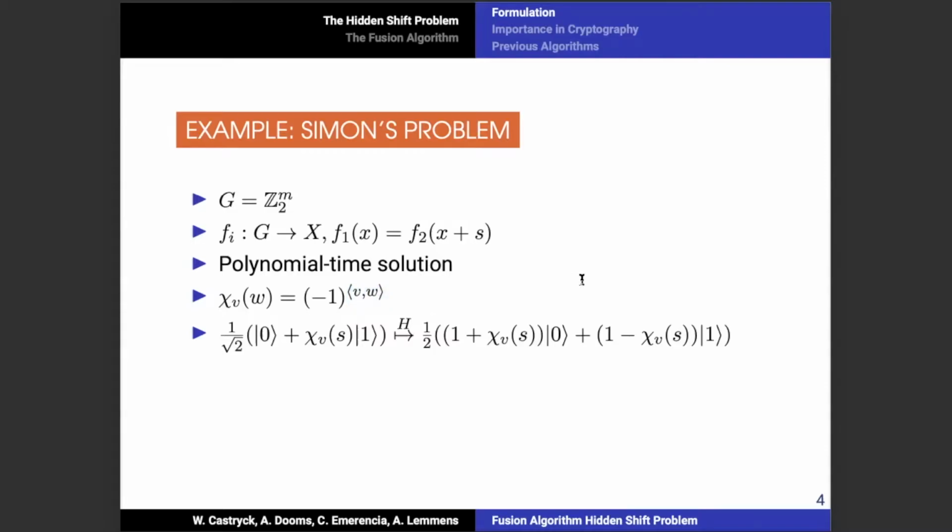which implies that the inner product between v and s must be 1 modulo 2. If we gather enough such linear equations, well, actually polynomially many, we can just use simple linear algebra to reconstruct the value s and hence solve the hidden shift problem for this specific group. And this idea will reappear later on in this presentation.